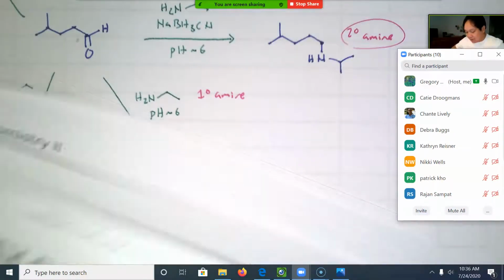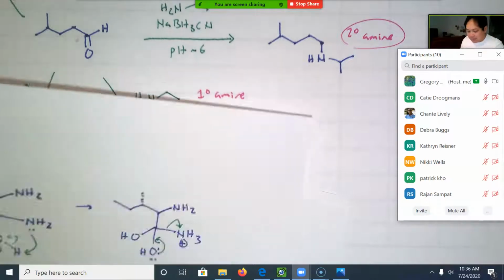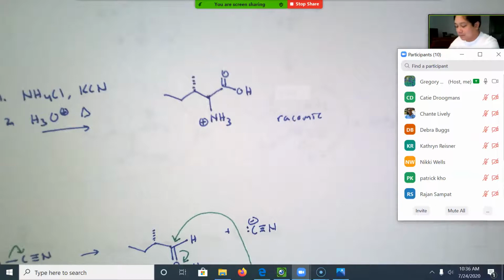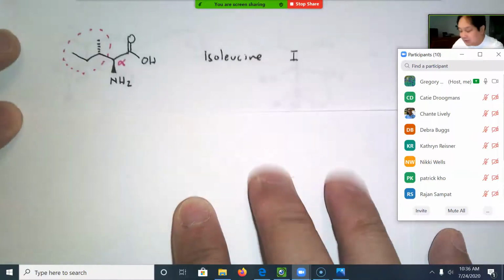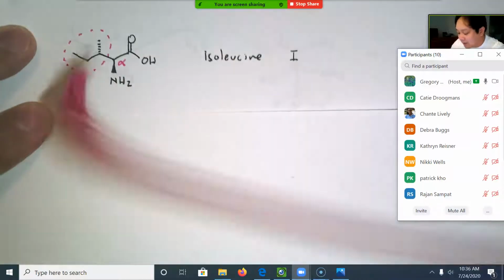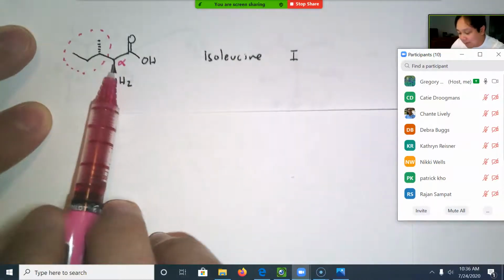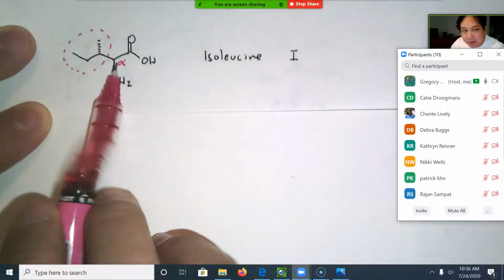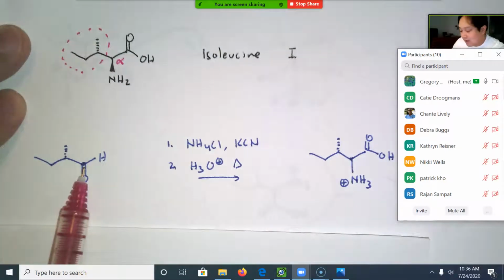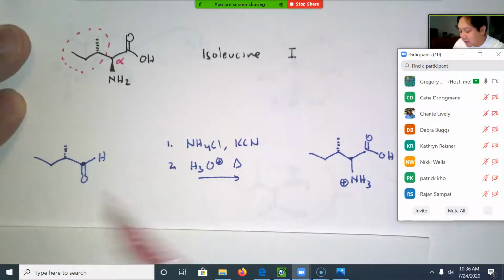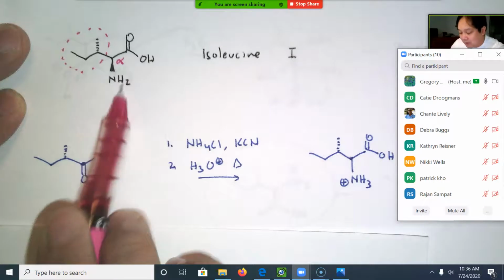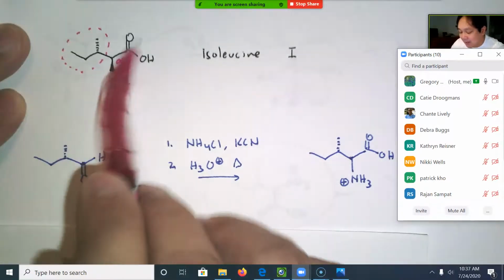So the example that I use, let me show you that, is isoleucine. There's isoleucine. Find the alpha carbon of the amino acid. That alpha carbon used to be the carbonyl. And then when you do these reactions, what are you installing? You're installing on that alpha carbon the amine and the carboxylic acid.